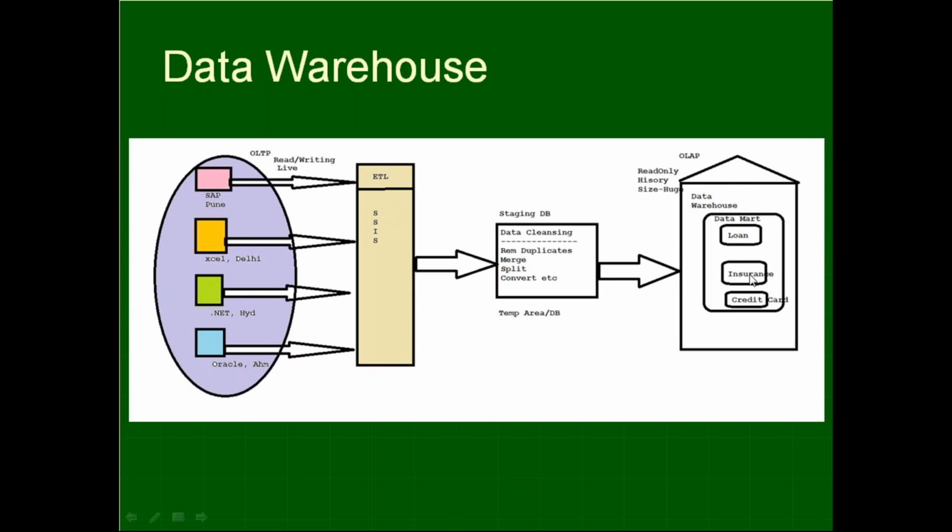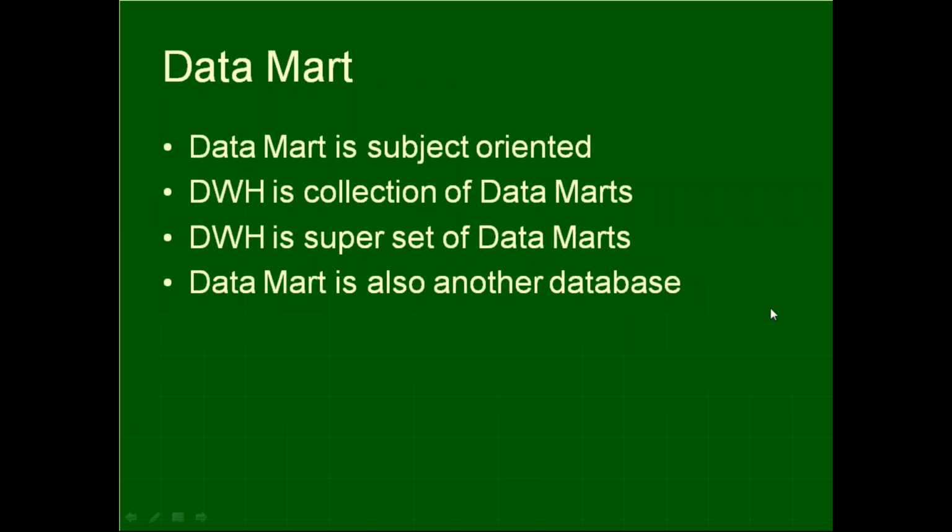So loans and insurance credit cards are the subfolders. Okay. So you have a folder. Inside a folder, you have a subfolder. The folder is known as a data warehouse. These subfolders are known as data marts. So if somebody asks you what a data mart is, it is subject oriented.